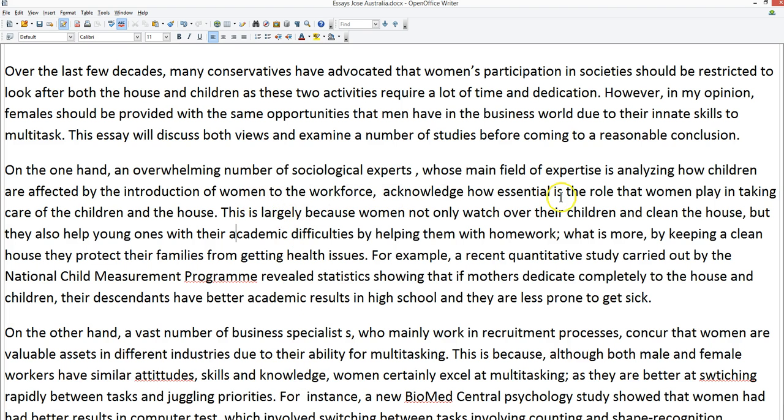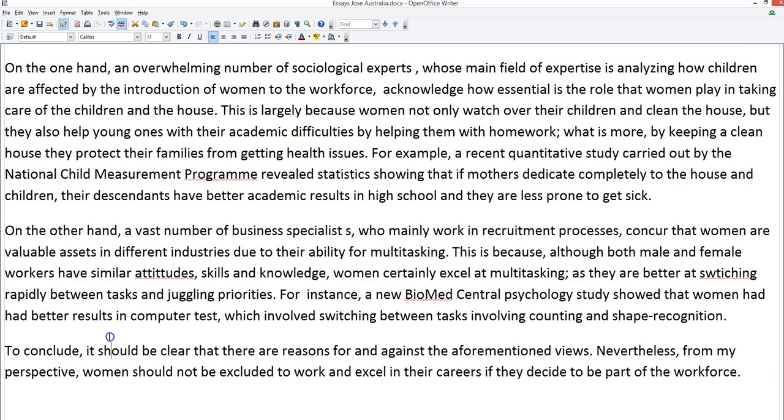Children clean the house, family working in the clean house, if I get health issues. So sentence 2 is good. Example's good. But this introductory sentence to the paragraph, it's too long and it should be simple. It should just briefly introduce a main idea. And then the same for this next paragraph. A vast number of specialists who mainly work in recruitment processes concur that women are the... Oh dear. Again, that's too long and complicated. Just a simple thing.